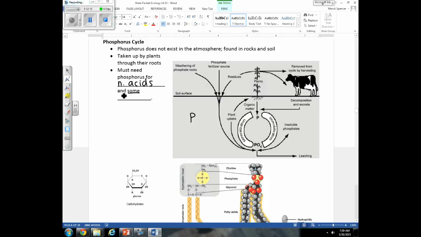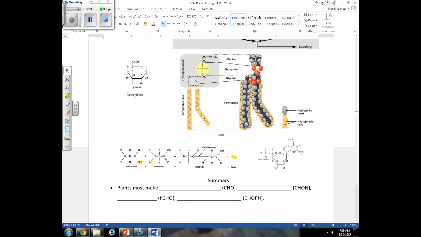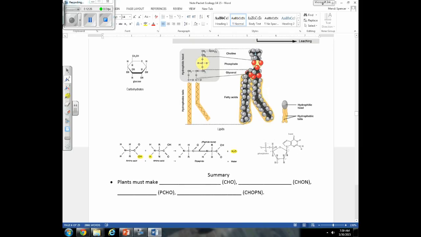And some lipids, not all lipids, need phosphorus. So that's why on the picture of the molecules here, I included the phospholipids so that you can see that there's a phosphorus atom right there. And you can see that there's no phosphorus in carbohydrates, there's no phosphorus in proteins, and there is a phosphorus in our nucleic acids. So after going through these cycles, then hopefully you can figure out the organic molecules that would go in each blank.